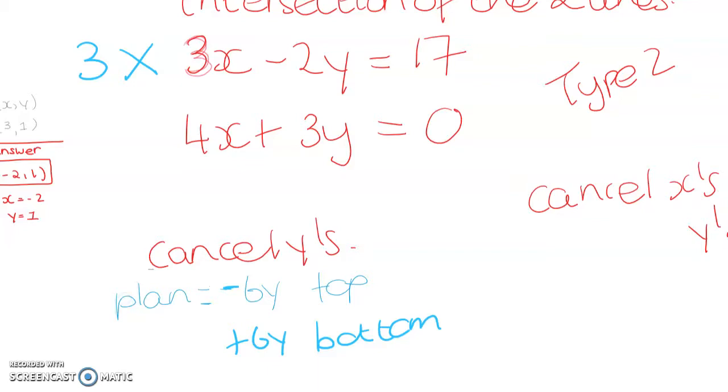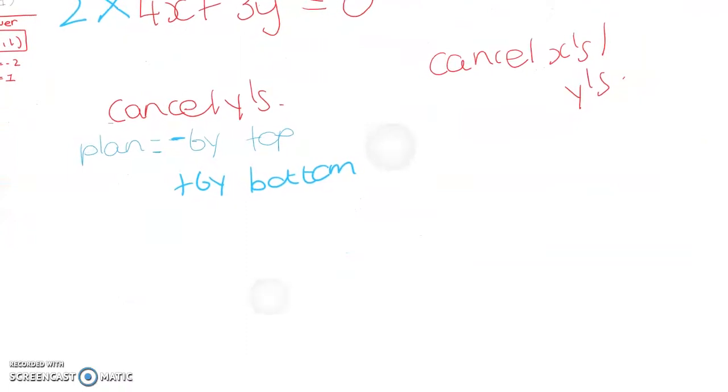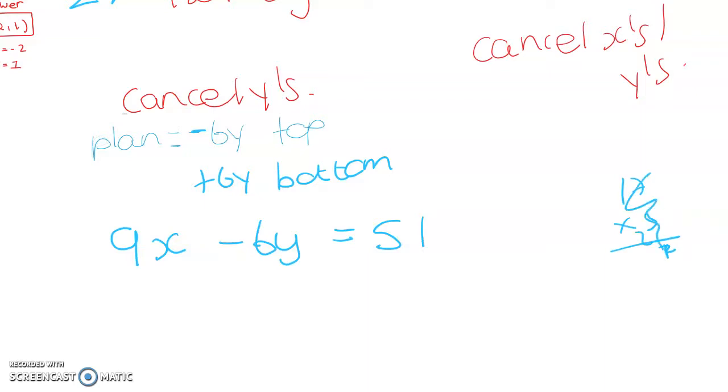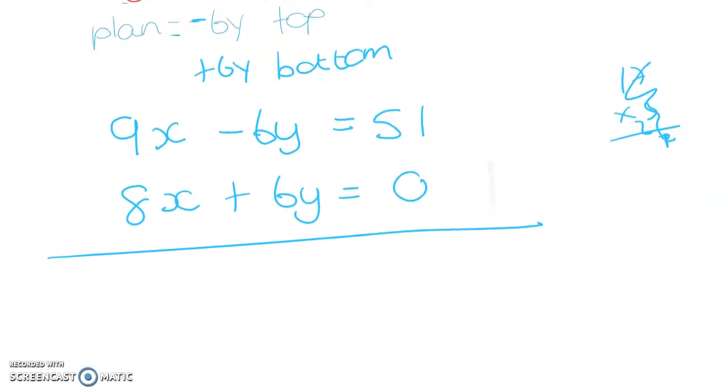What do I have to do to the bottom line to get 6y on the bottom? I multiply the whole line by 2. Okay, let's do that. So that becomes 9x minus 6y equals, God, is that 51? 17 times 3. Yeah, I think it is. Yeah, 51, that's grand. And then multiply the bottom line by 2. So it's going to be 8x plus 6y equals 0. Happy days. I'm on the home run.